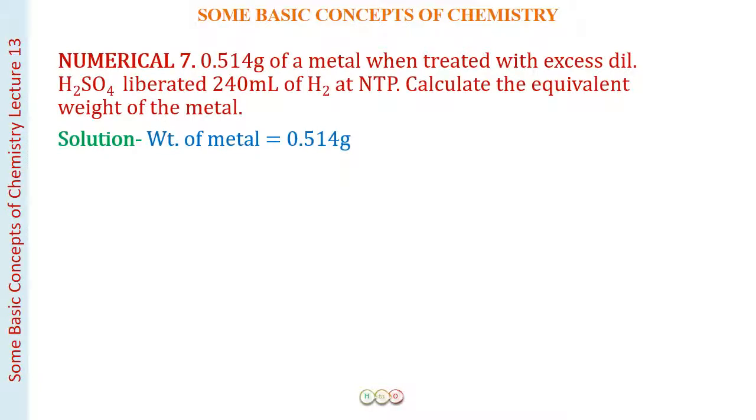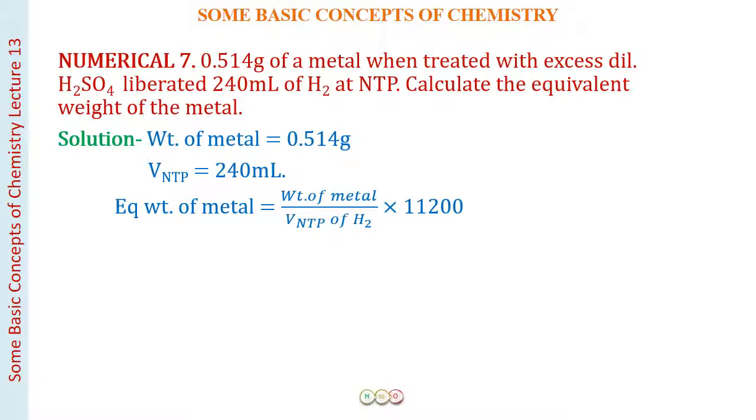So the weight of the metal we have is 0.514 grams. The volume of hydrogen is 240 ml. So the equivalent weight of the metal, again simple, is weight of the metal over volume of hydrogen into 11,200, and you get the answer to be 23.99 gram.